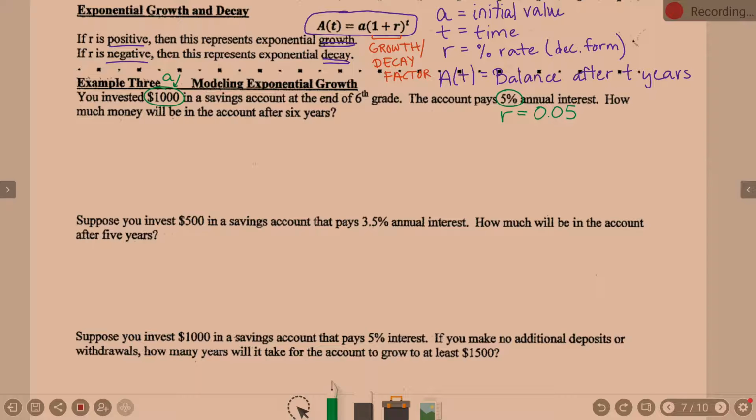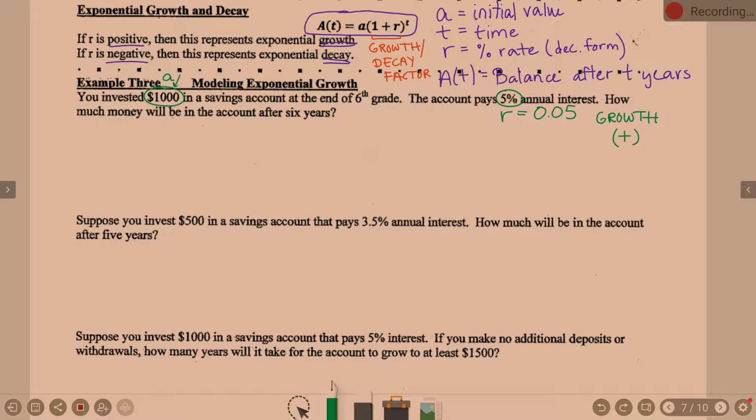While we're here, is this a growth or a decay situation? Growth, right? It's paying you interest. So I want to think about it while we're here. This is growth. And what's important about knowing that it's growth is that we are going to be adding that percentage rate, yes? If it was decaying, we would be subtracting that percentage rate. But because it's growing, we're going to be adding that percentage rate.